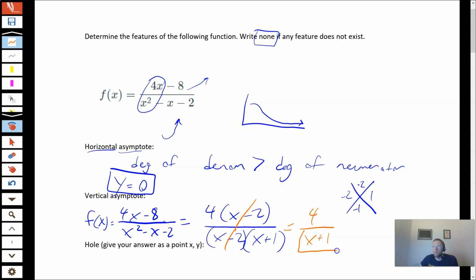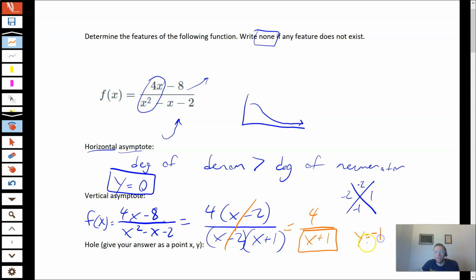So this factor, I should say, is related to the asymptote. If a factor is left over in the denominator, it's not part of the domain of the function, it is an asymptote for the function. So we'll say y equals negative 1 is an asymptote because it makes x plus 1 equal to 0. So that's my vertical asymptote.